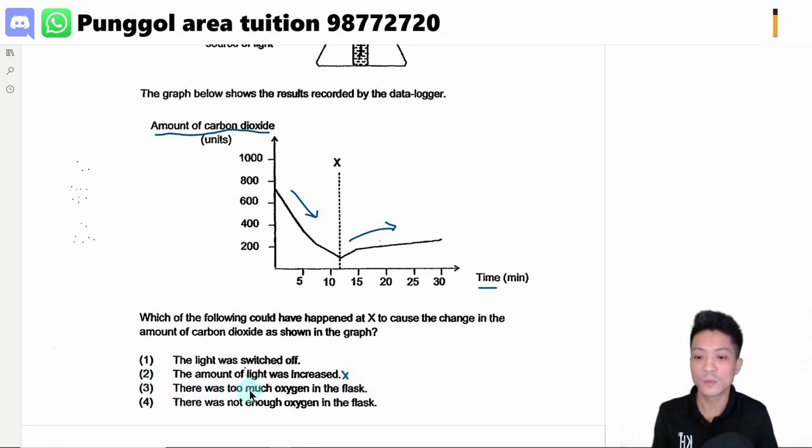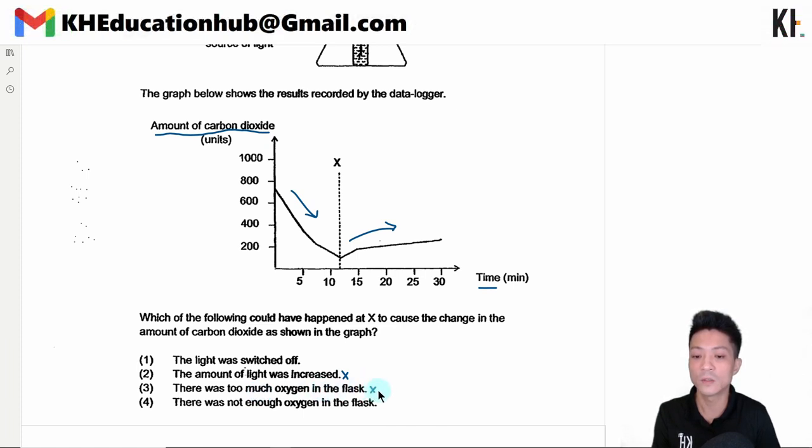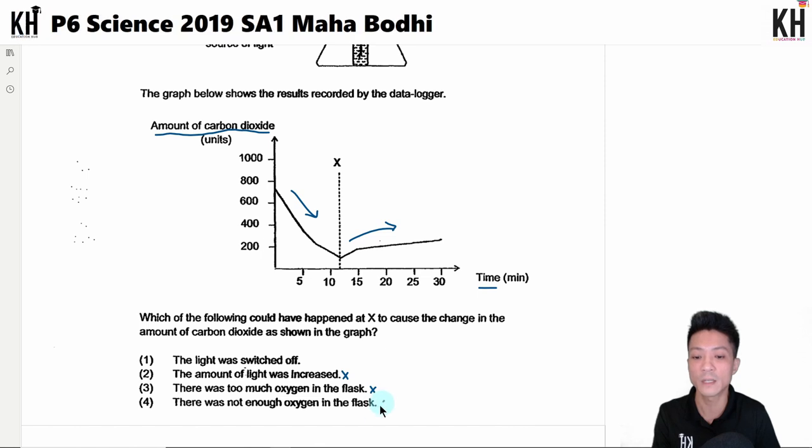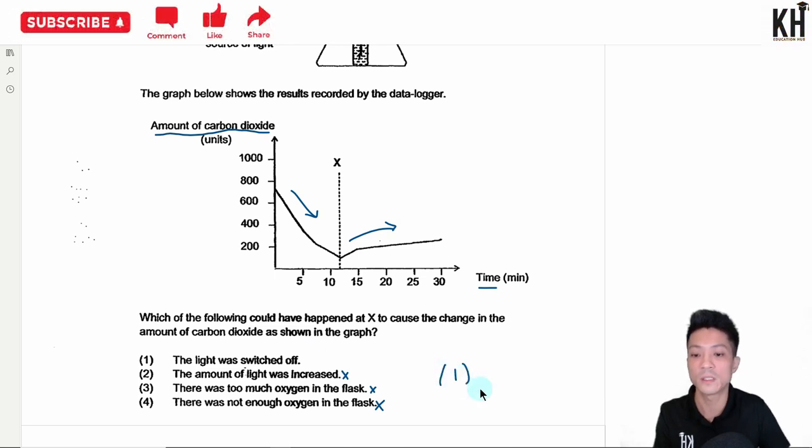Option 3, there was too much oxygen in the flask. No, the amount of oxygen doesn't really affect the rate of photosynthesis. Number 4, there was not enough oxygen in the flask. Also not. Okay, so the answer will be number 1, the light was switched off and the rate of photosynthesis decreased, and so the amount of carbon dioxide increased at X.